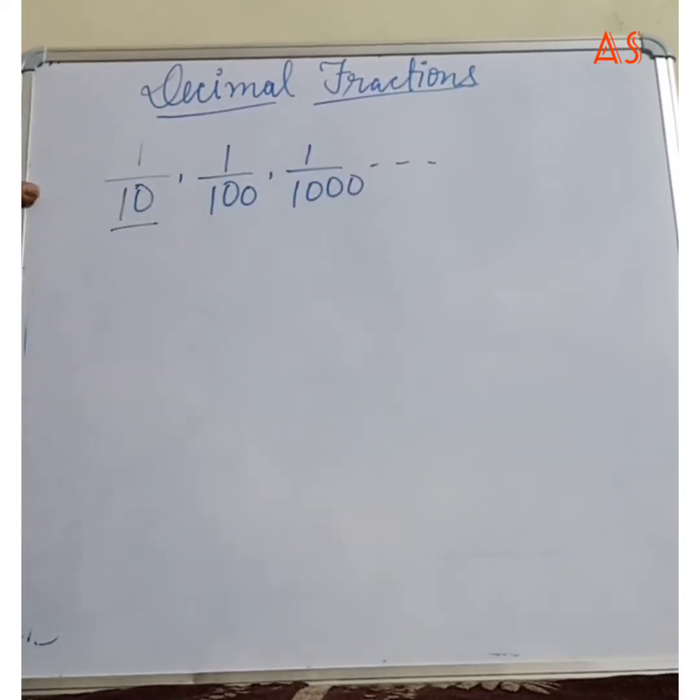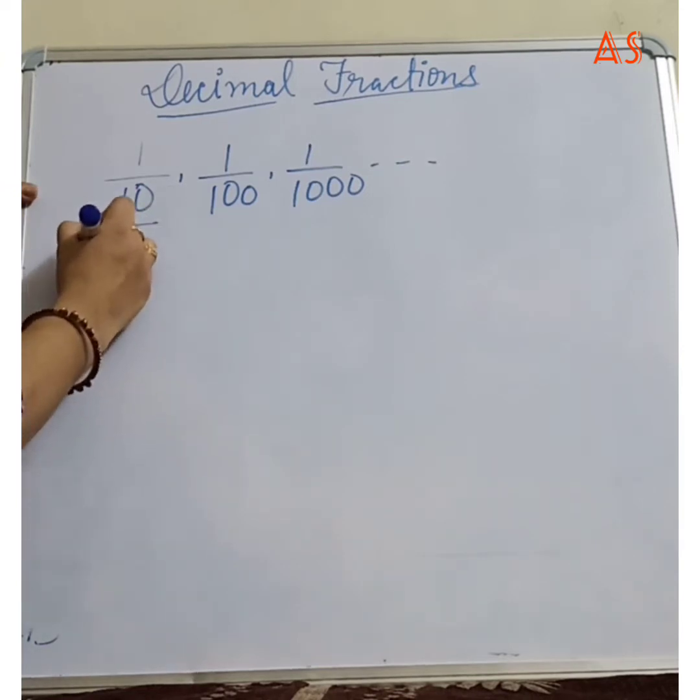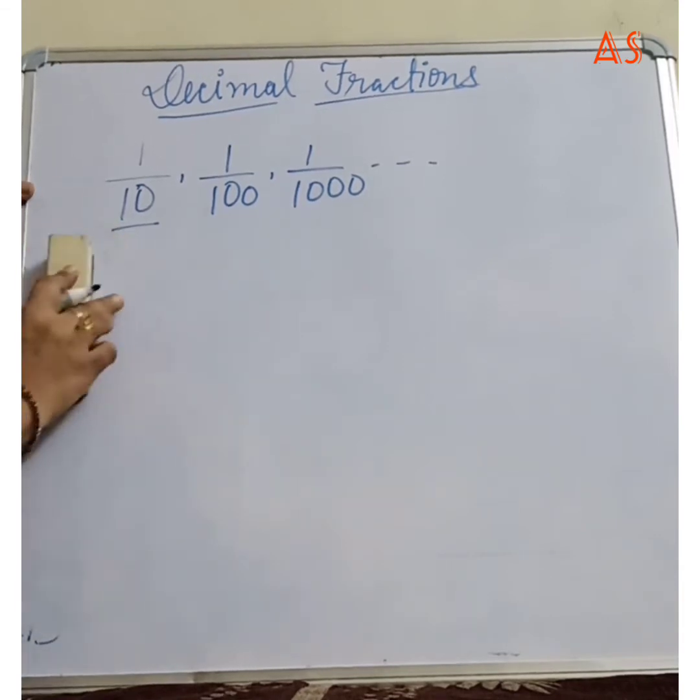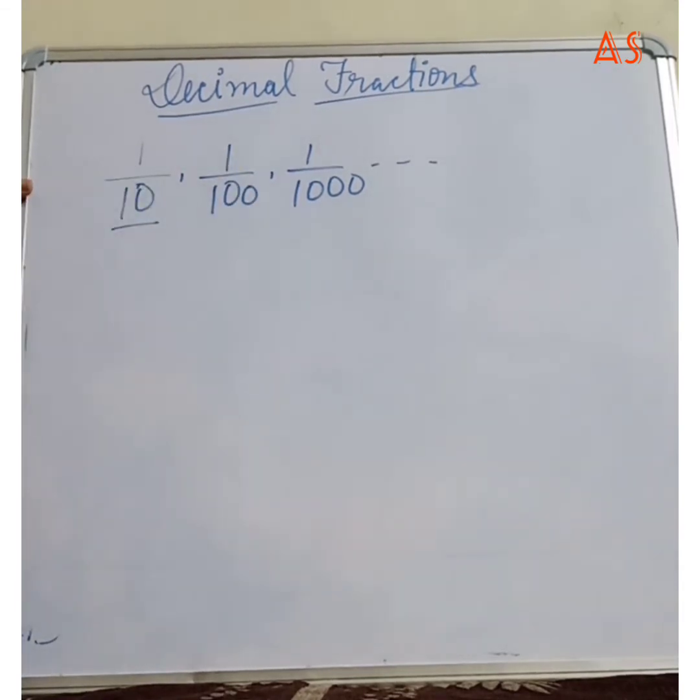Means multiples of 10 or tables of 10. We also call this the zeros form. So these are the decimal fractions. Decimal fractions other than these also exist, suppose 4 upon 5 we are writing, this we can also convert into decimal form. So firstly we will discuss the zeros form, 1 upon 10, 1 upon 100, these.